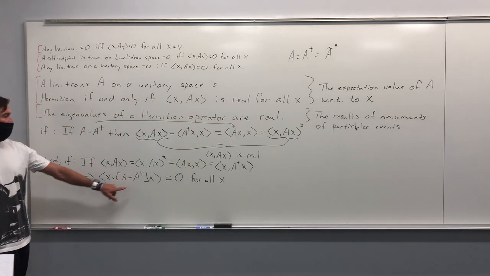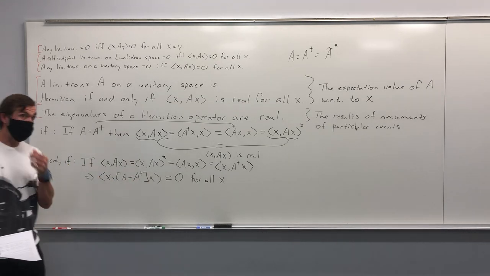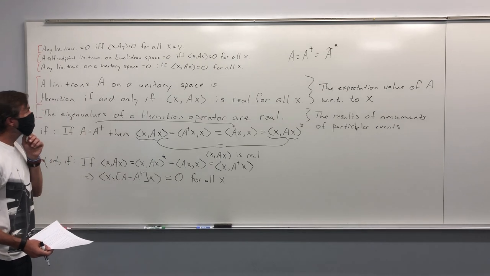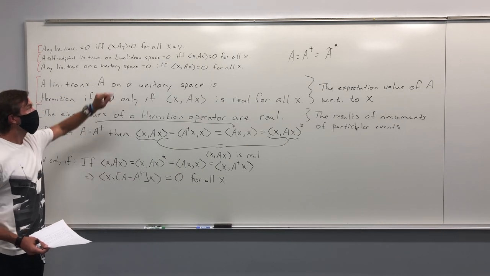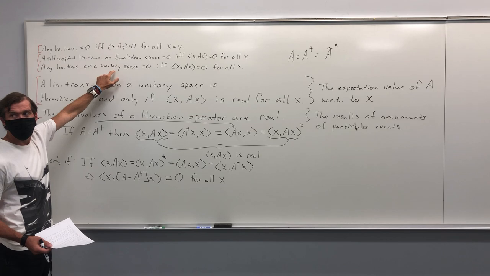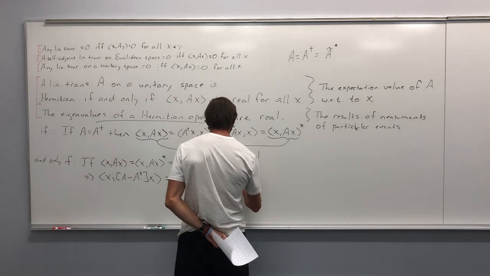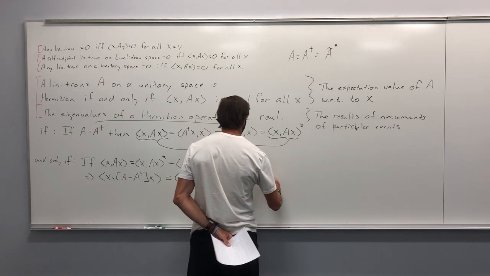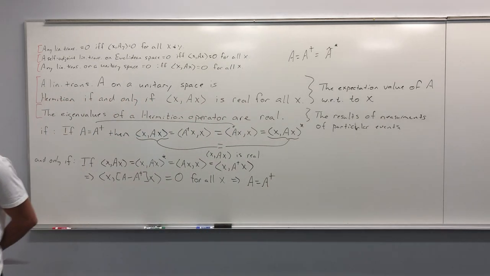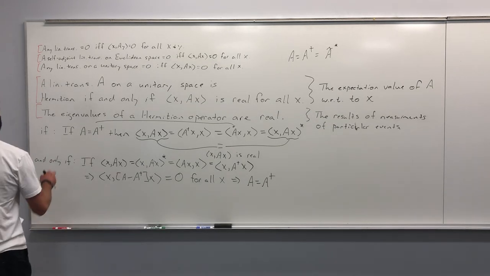Well, if this is zero for all x, what can you tell me about that operator? It's also equal to zero. How do you know that? Right there. Okay? You see what I'm pointing at, everybody? Some of you are looking down writing. We're using this. So for that to be zero, A has to be A dagger. Okay? We're good? Sweet.